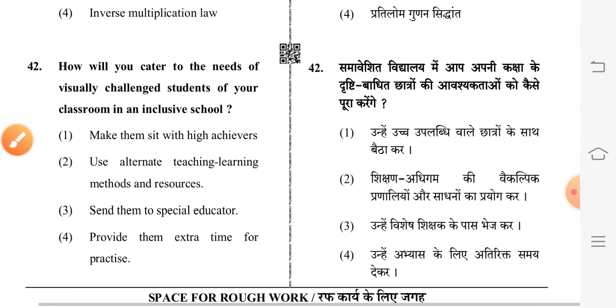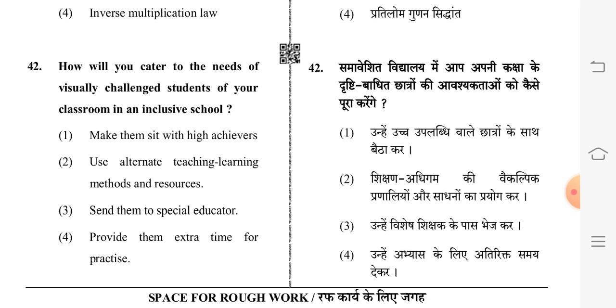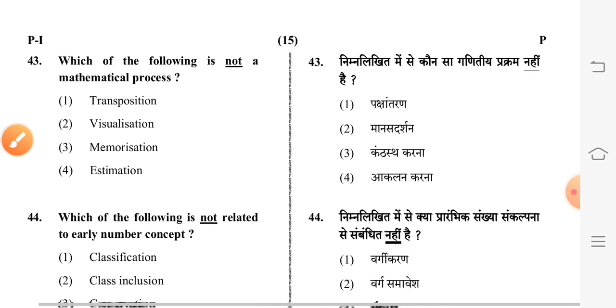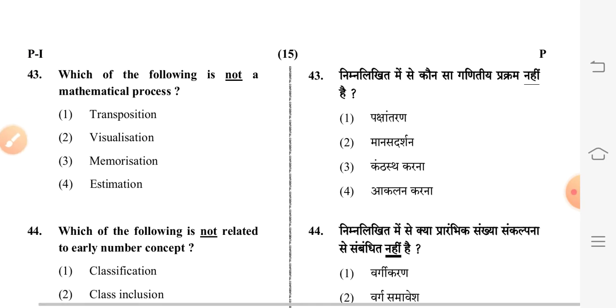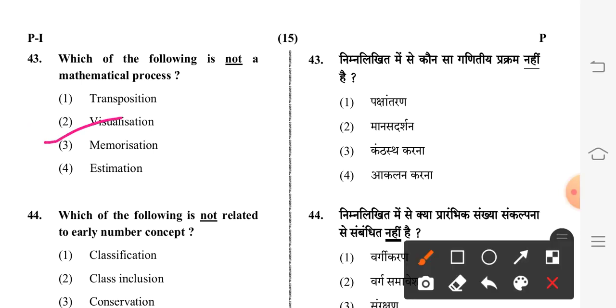Next question. How will you cater to the needs of visually challenged students of your classroom in an inclusive school? Second option is correct. Use alternate teaching learning methods and resources. Next question. Question number 43. Which of the following is not a mathematical process? Third option is correct. Memorization.